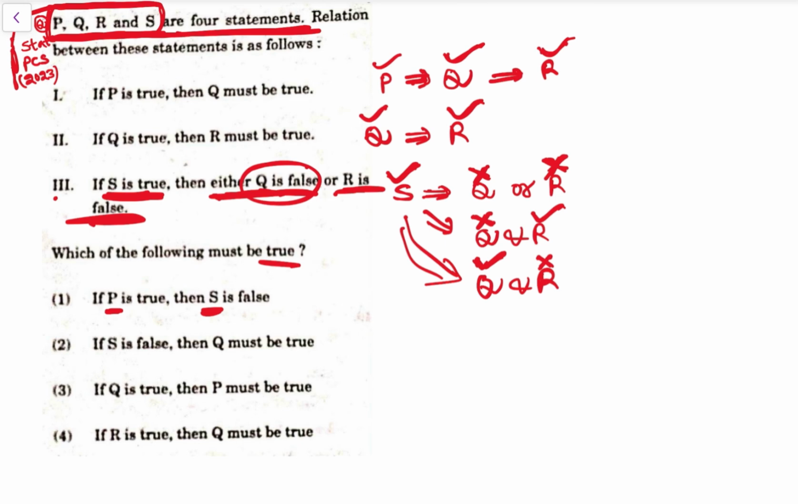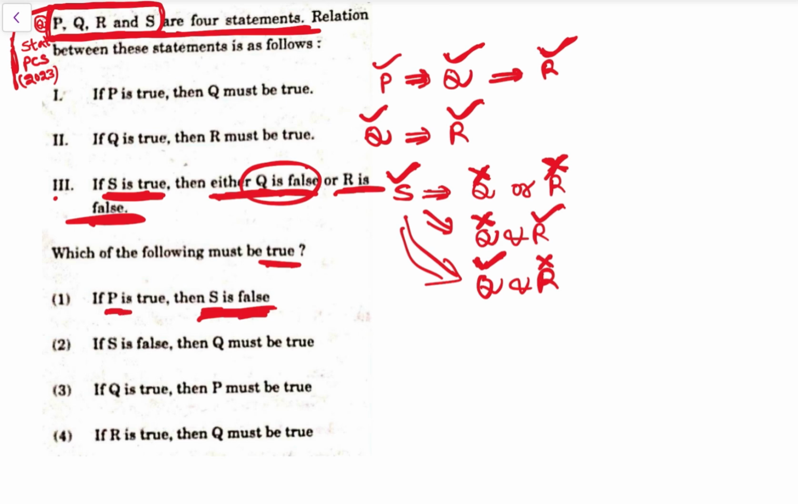So if R is true, which of the following must be true? If R is true, then S is false. See, S is true.